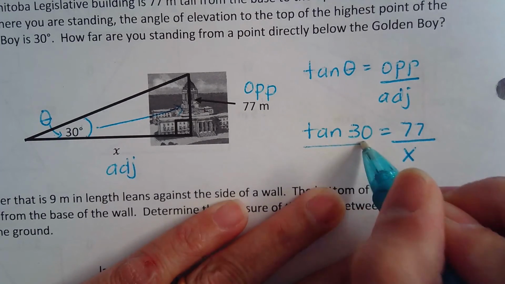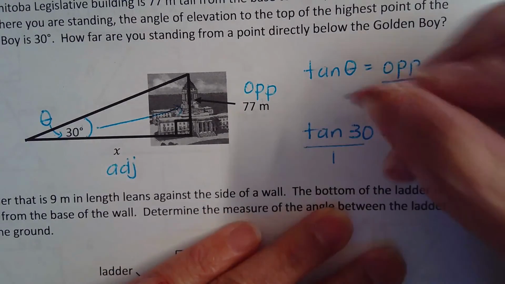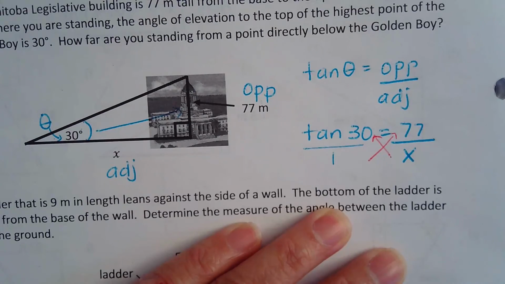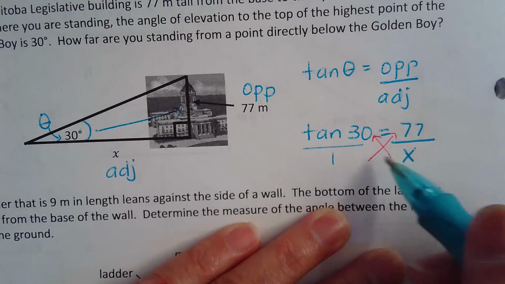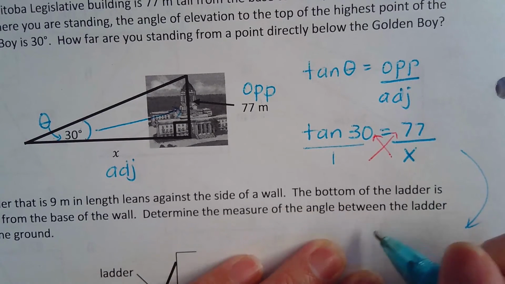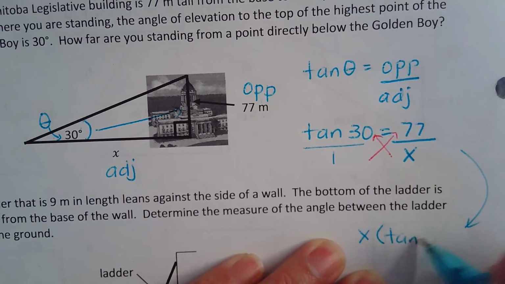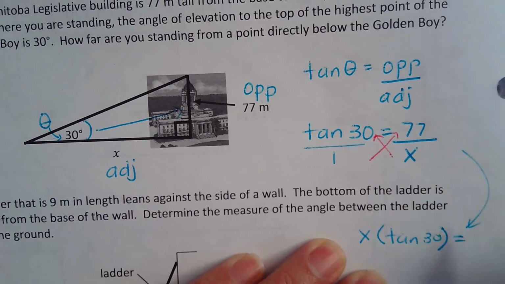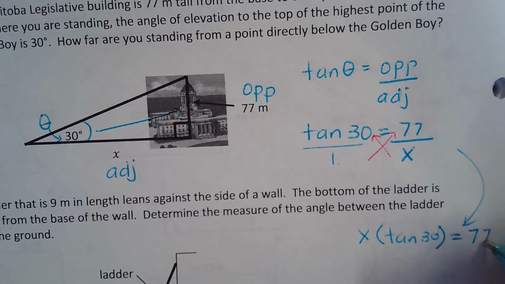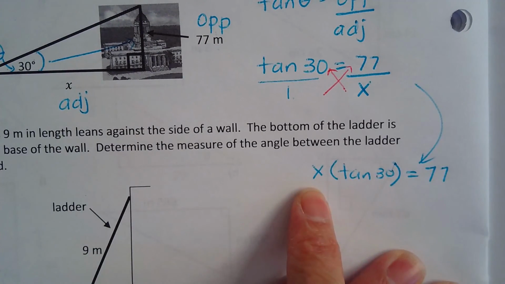If there's nothing in the denominator, it's 1. So we're going to cross multiply here. Oh, I'm going to run out of room in here pretty fast. So I'm going to cross multiply, and we're going to get, I'll just put it right there, x times tan 30 equals 1 times 77 is 77.